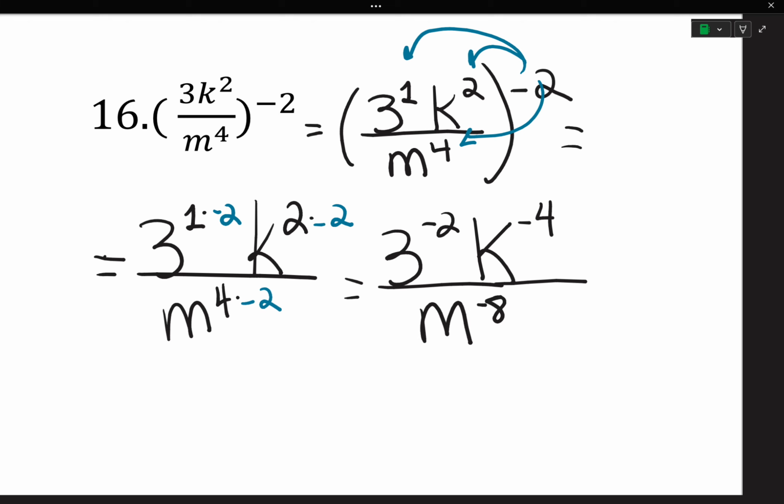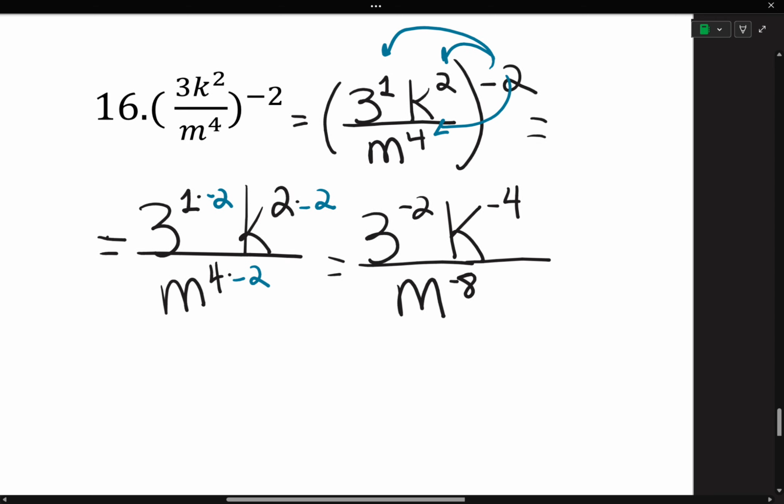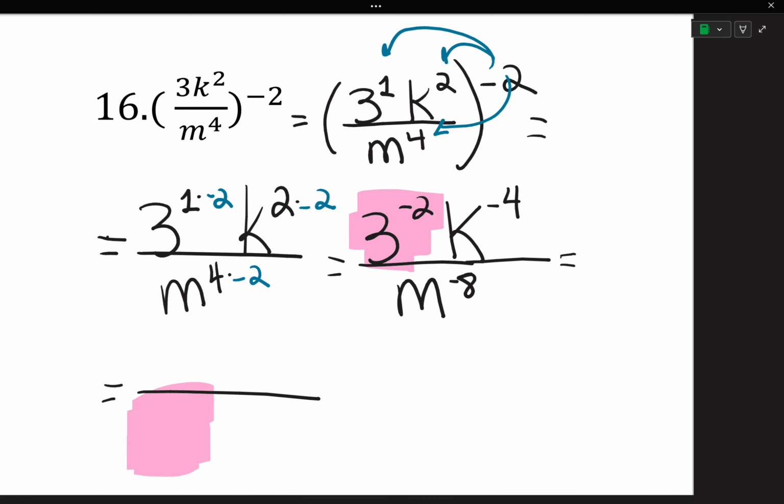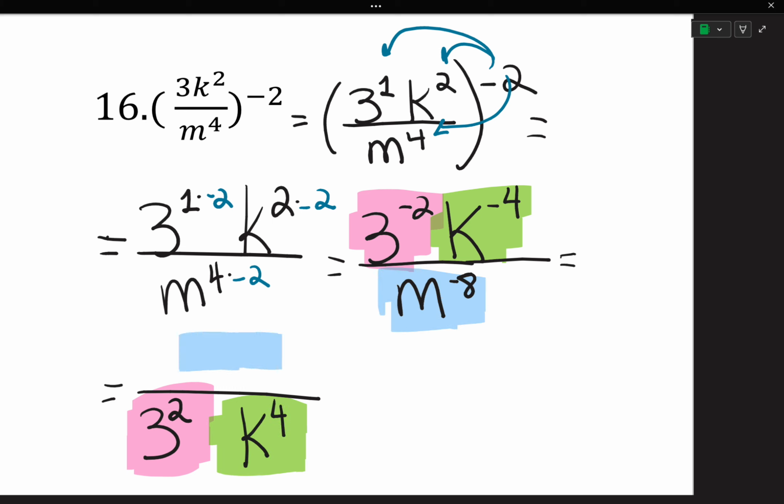You see how all the powers are negative? That quite literally means we are all on the wrong side of the fraction line. 3 to the power of -2 should be on the bottom as 3 to the positive 2. K to the -4 should be on the bottom as k to the positive 4. M to the -8 should be on the top as m to the positive 8.